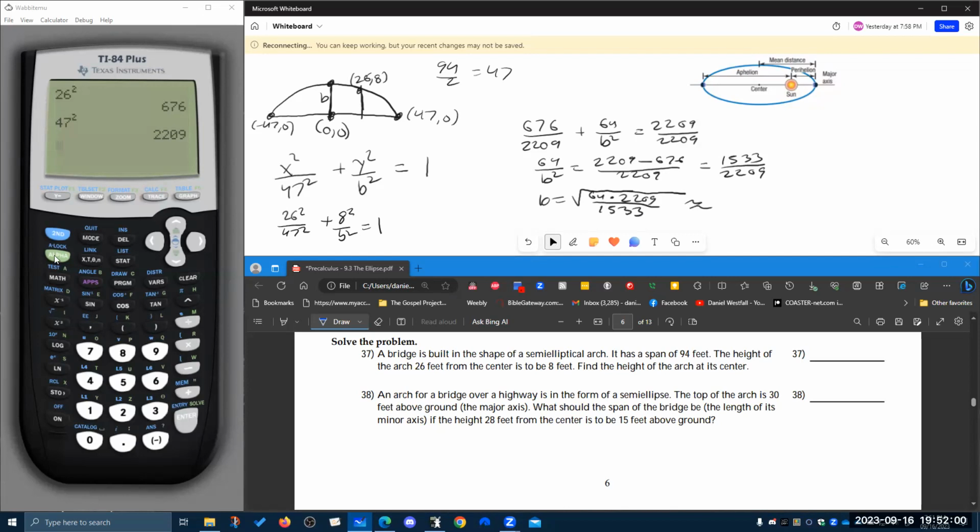Let's type that into our calculator: 64 times 2209 divided by 1533, and then the square root. That is about 9.6 feet for the height of my bridge. Let's go ahead and erase this.